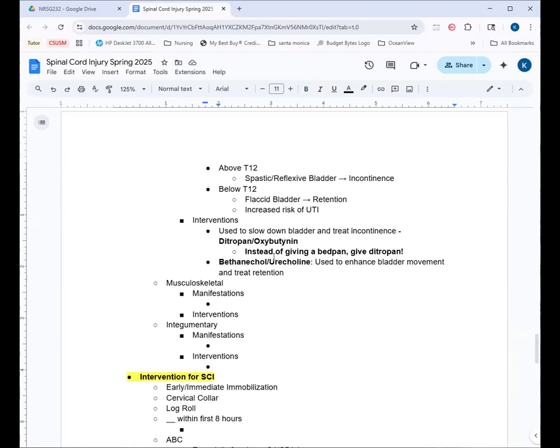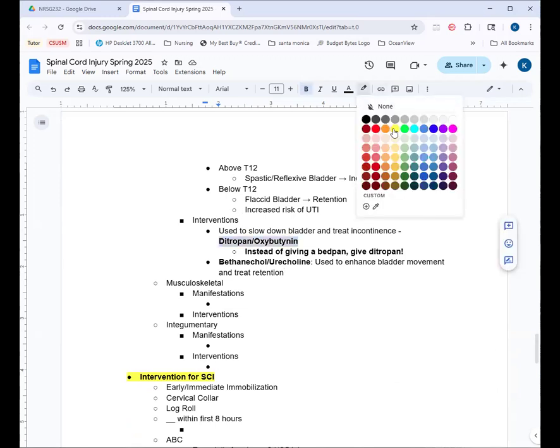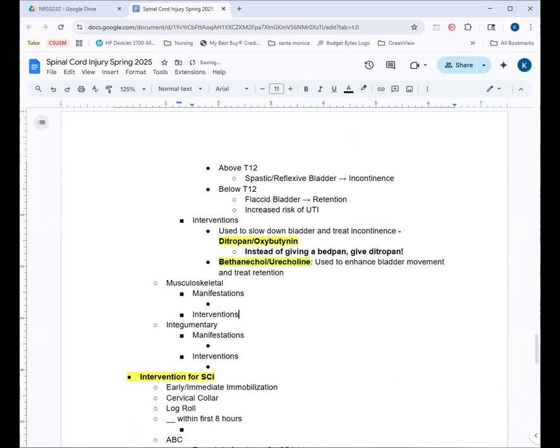Okay, so that's it for that. I would remember these two meds and which one does what. But that's just me.